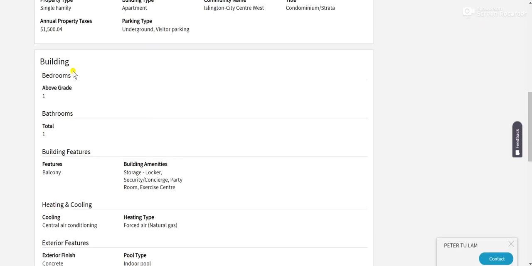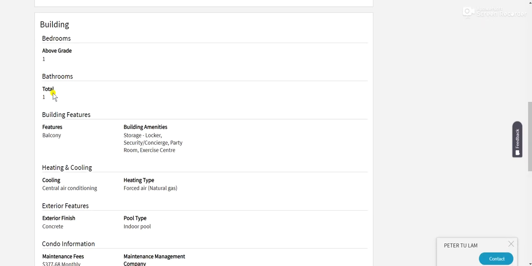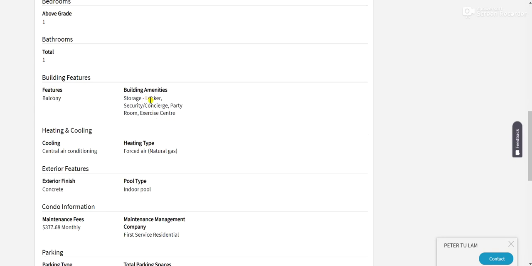So going down, bedrooms, there's only one bathroom, and then balcony, amenities, storage locker, security, concierge, blah, blah, blah, blah, blah. Security is not security. They do not secure the property. They are basically paid witnesses. So don't expect them to remove rowdy parties. Don't expect them to, you know, chase people down if they stole your bike. Nothing. It is a witness. They are a paid witness, period.